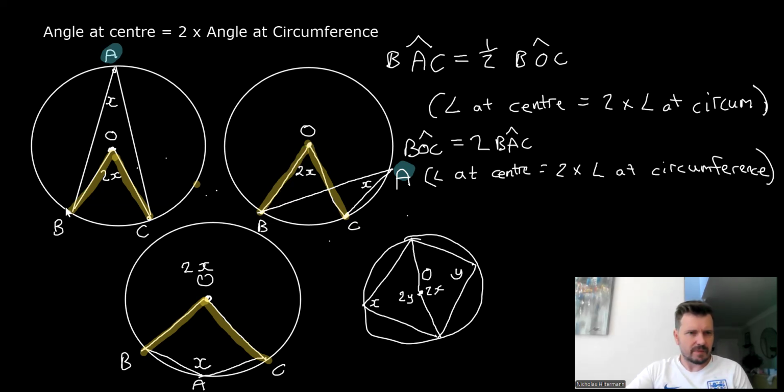Let me just highlight. So that one is double, and this one is y and just y. We notice that it's the one on the other side. So we have x there, then 2x, it's on the other side. Same here. X here, it's on the other side. It's not inside, it's on the other side. Okay, so that's the first one: angle at center equals 2 times angle at circumference.